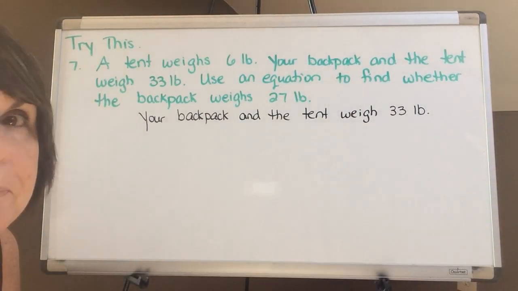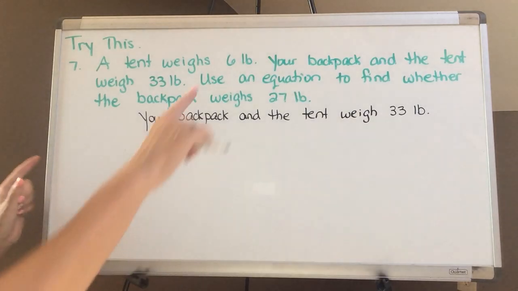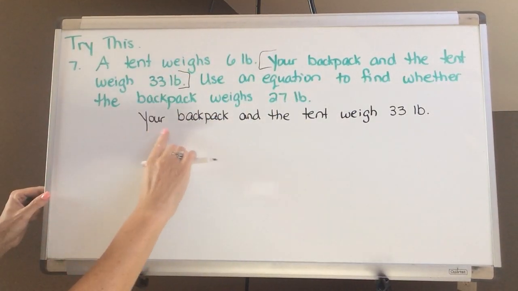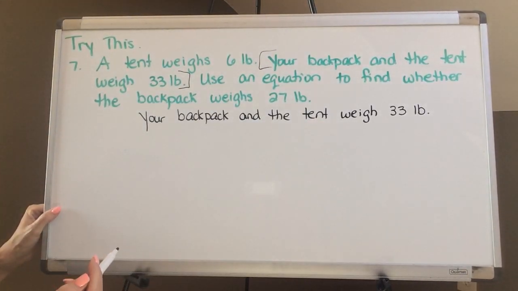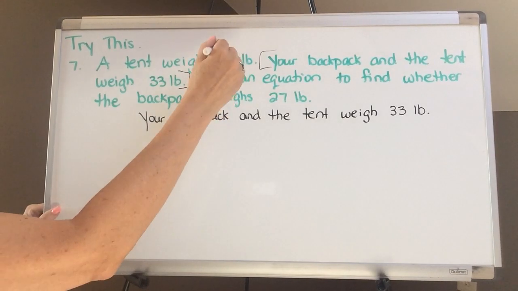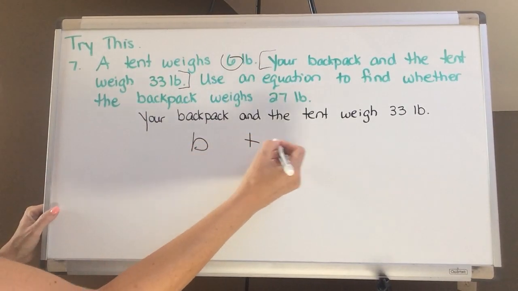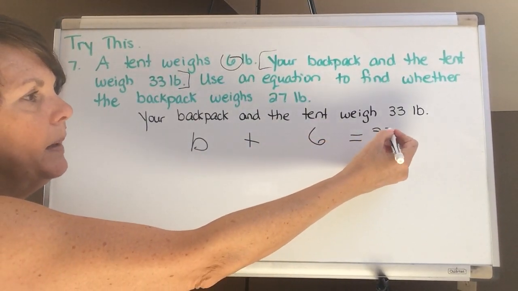So let's try one. A tent weighs 6 pounds. Your backpack and the tent weigh 33 pounds. Use an equation to find whether the backpack weighs 27 pounds. So right there, your backpack and the tent weigh 33 pounds. So we know that the tent weighs 6. We don't know what the backpack is, and the tent, which is 6, weigh 33 pounds.